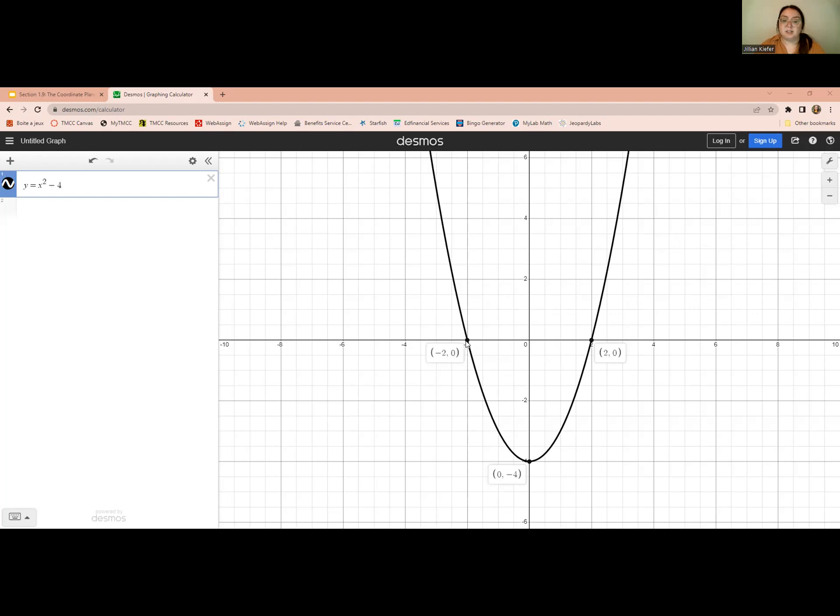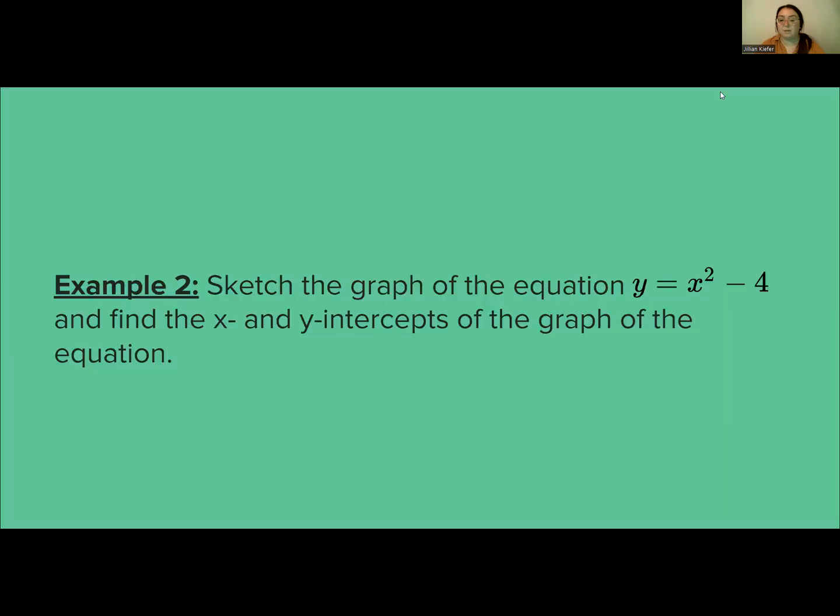Now, if you are plotting this in Desmos, if you just plot the function right away, you'll see they have these gray points on the intercepts, and you're actually able to just click those and see what the values are. So that will be another pretty easy way to find intercepts if you decide to use Desmos. But all right, let's go ahead and head back over to the lecture.